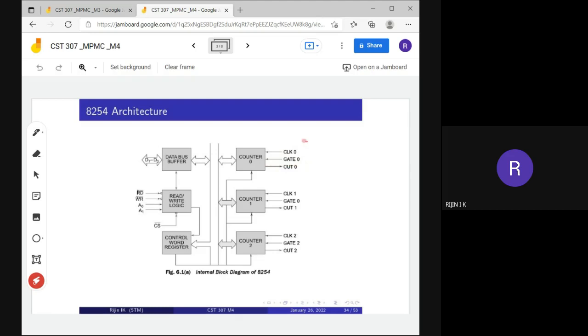Output signal. So that is about counter 0. Same then counter 1: clock 1, gate 1, out 1. Then counter 2: clock 2, gate 2, out 2.